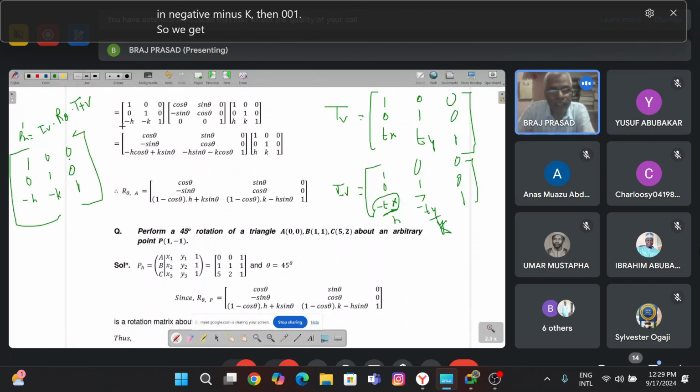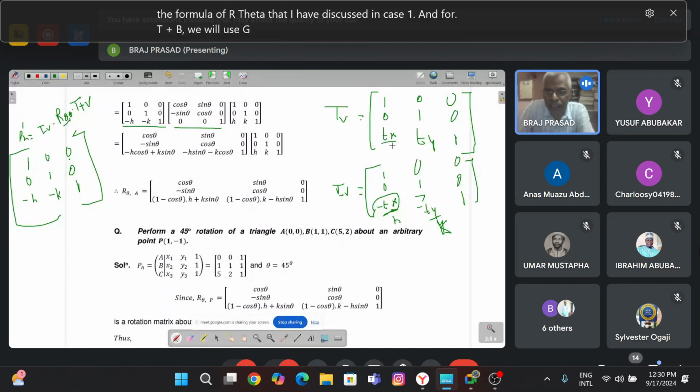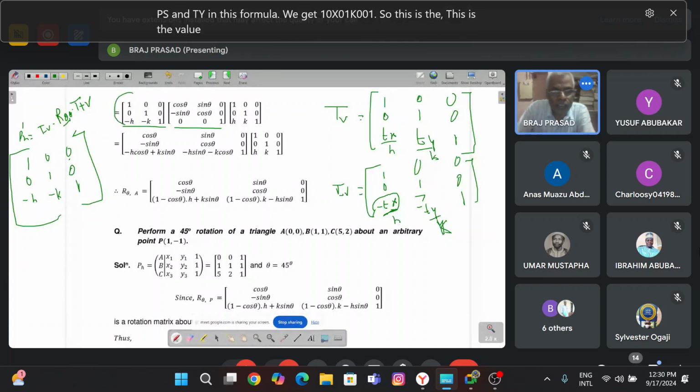So we get this matrix, and this is the formula of r theta that I have discussed in case 1. And for t plus v, we will use tx, and tx is h and ty is k. So we put the values of tx and ty in this formula, we get 1 0 h, 0 1 k, 0 0 1. So this is the value of t minus v according to the given condition, and this is our r theta, and this is our t plus v.